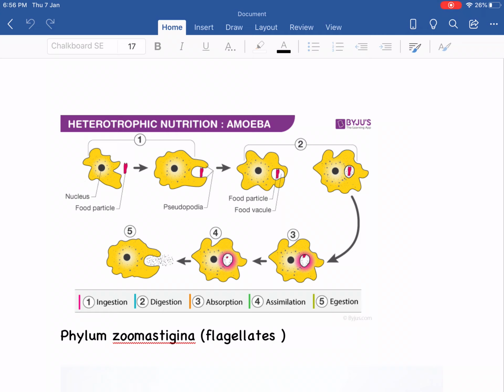Amoeba sees food. The amoeba extends its pseudopodia, singular pseudopodium, to engulf the food. Then it creates a contractile vacuole and digestion takes place.